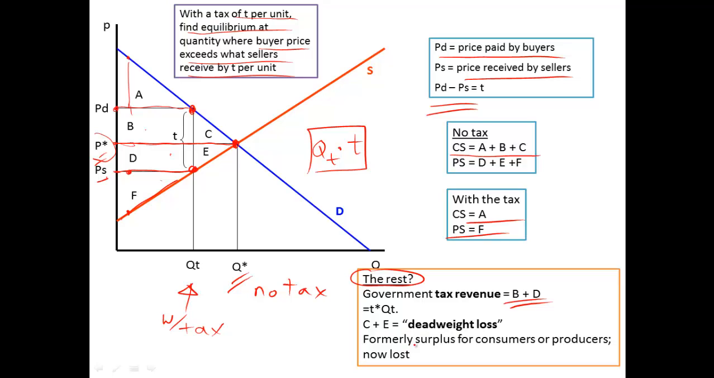C and E used to belong to surplus. They used to be surplus for consumers or producers. In particular, C was with consumers and E was with producers. But now they're lost. Nobody gets them. So we're going to call them deadweight loss.